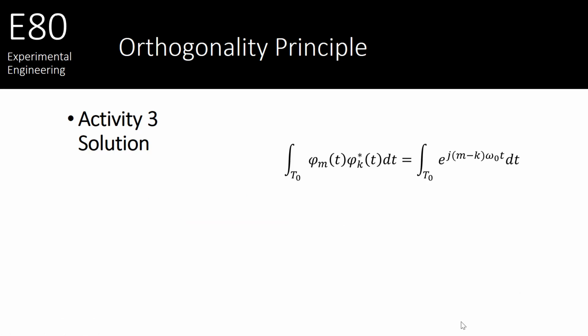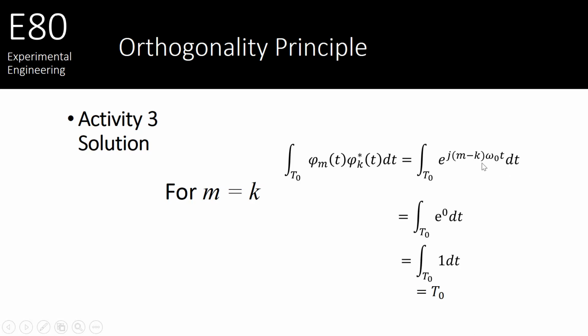I just rewrote that same equation from the last slide. And like I said, let's look for the case where m equals k. If you recall, when m equals k, we should get a resulting constant value for this equation. Substituting in m equals k, you're going to get a 0 in the exponent, and an exponential to a 0 is 1. Integrating over the fundamental period from 0 to t naught will give you a value of t naught, which is a constant. Great.